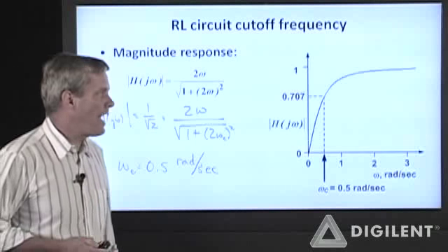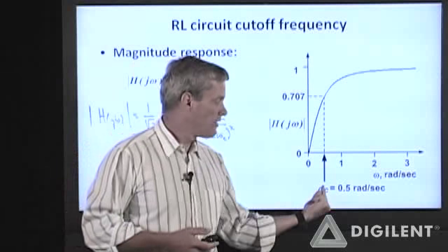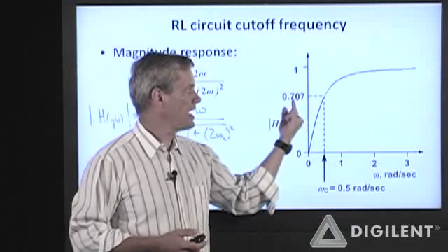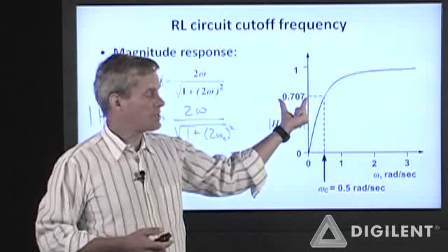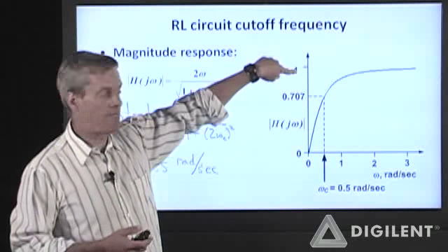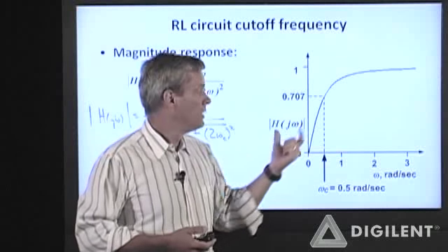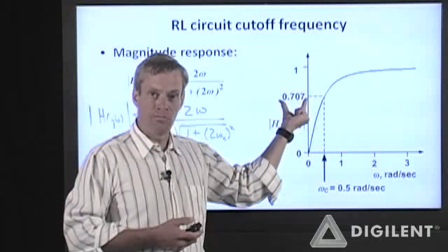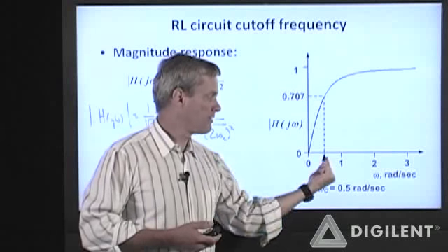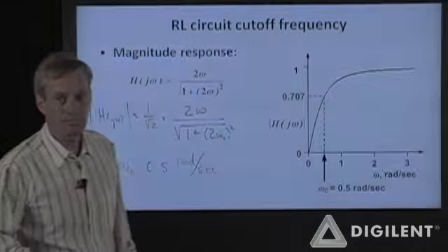Graphically, what we'll have is our previous magnitude response. Here at 0.5 radians per second, our magnitude response value is 1 over square root of 2 times the maximum value that we see anywhere in this frequency range, which is 1. So if we go to the magnitude of 0.707, follow that across and down, that will be our cutoff frequency.